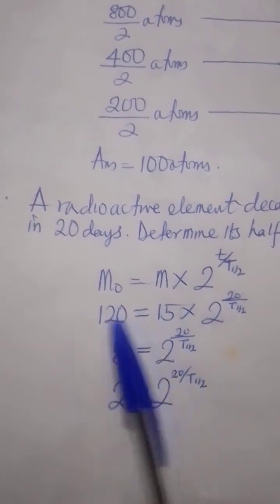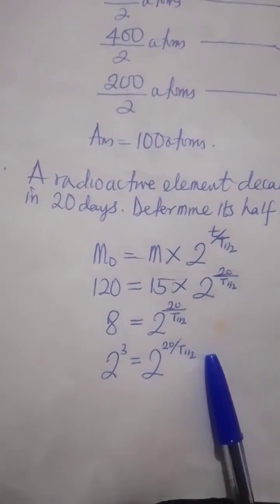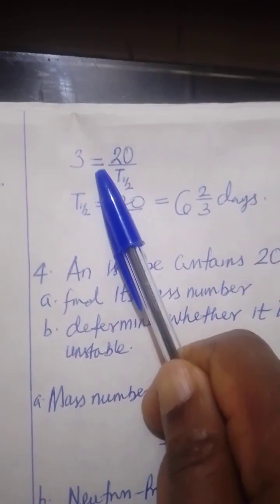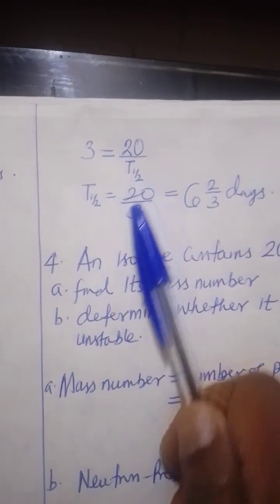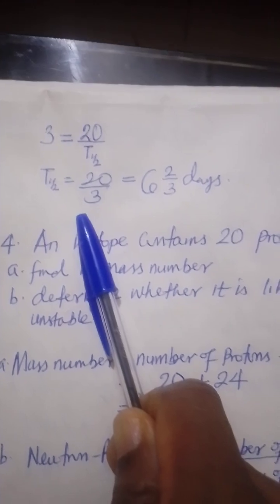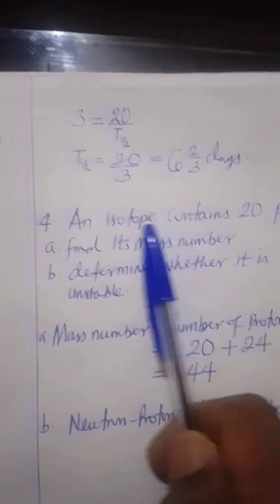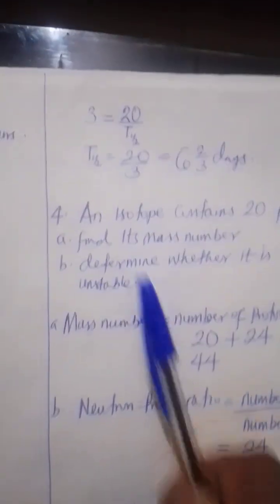Dividing both sides by 15, you get 8. 8 is 2 raised to the power 3, so we equate the powers. On equating the powers, we're going to be left with 3 is equal to 20 over T half. So T half equals 20 over 3. And eventually we have 6 and 2 over 3 days. So our half-life is 6 and 2 over 3 days.